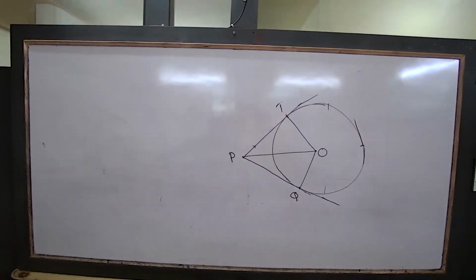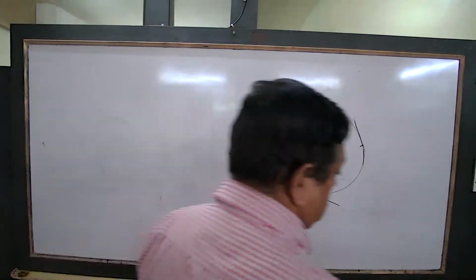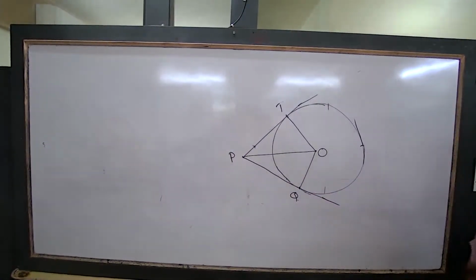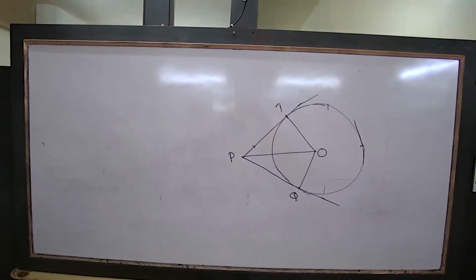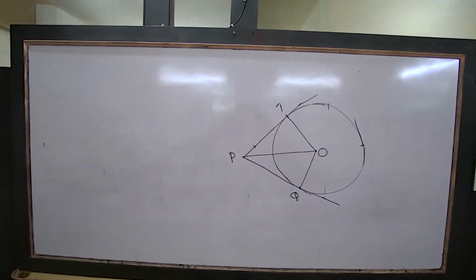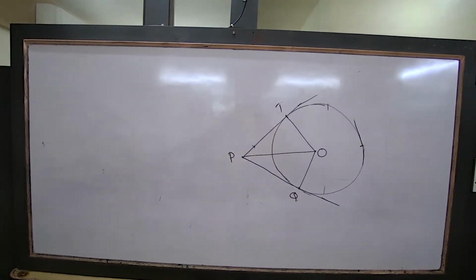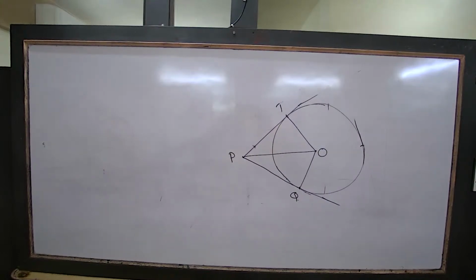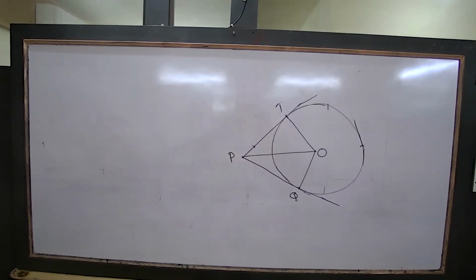Okay. Look here. From the external point to the circle, then there are three conditions. One, they are equal in length. Second, they subtend equal angles at the center.